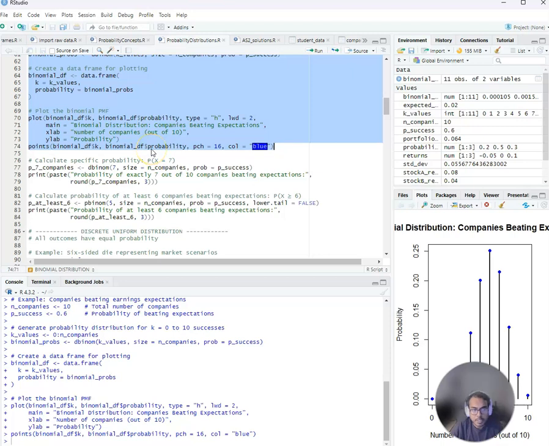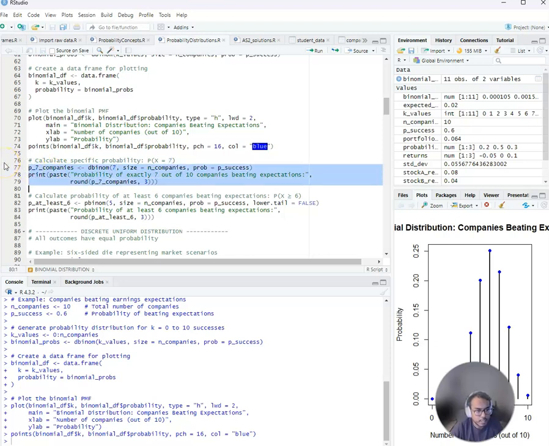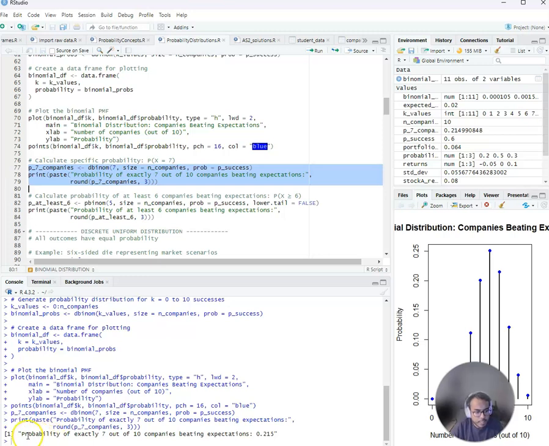If I want to calculate a specific probability, then I need to plug in that particular number along with all the other information. So lines 77 to 79. The probability of exactly 7 out of 10 companies beating expectations is 0.215, which is 21.5%. Probability that at least 6 companies beat expectations is the probability P(X greater than or equal to 6).